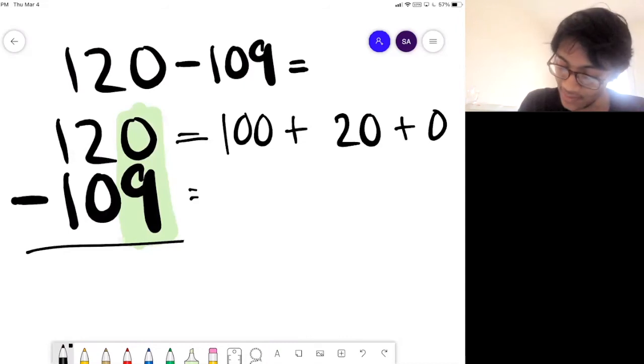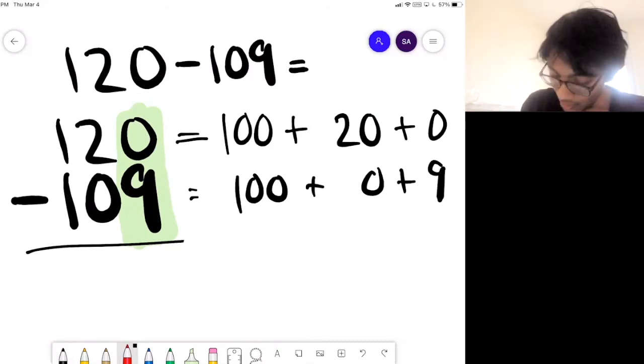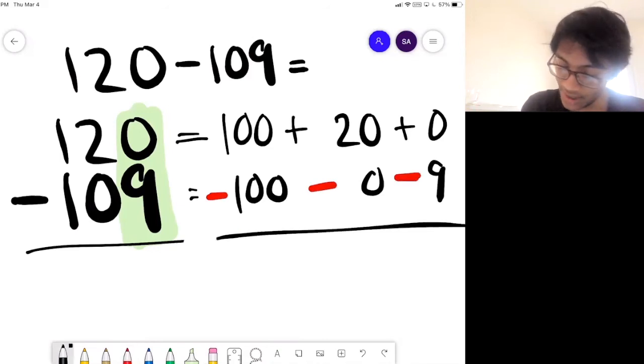109 is the same as 100 plus 0 plus 9. By the way, guys, you gotta learn how to expand. It really helps you out. Because we're subtracting, I'm gonna put minus signs. So minus 100, minus 0, minus 9. Okay, now let's do the math.